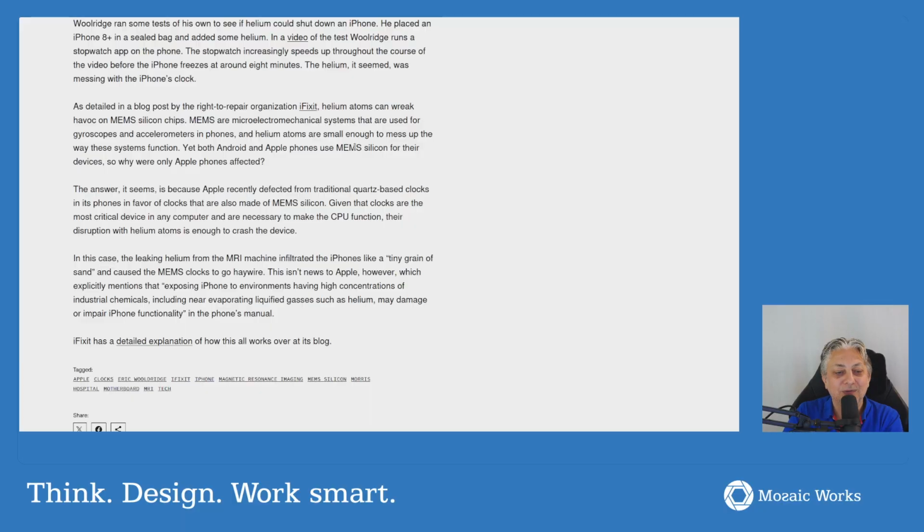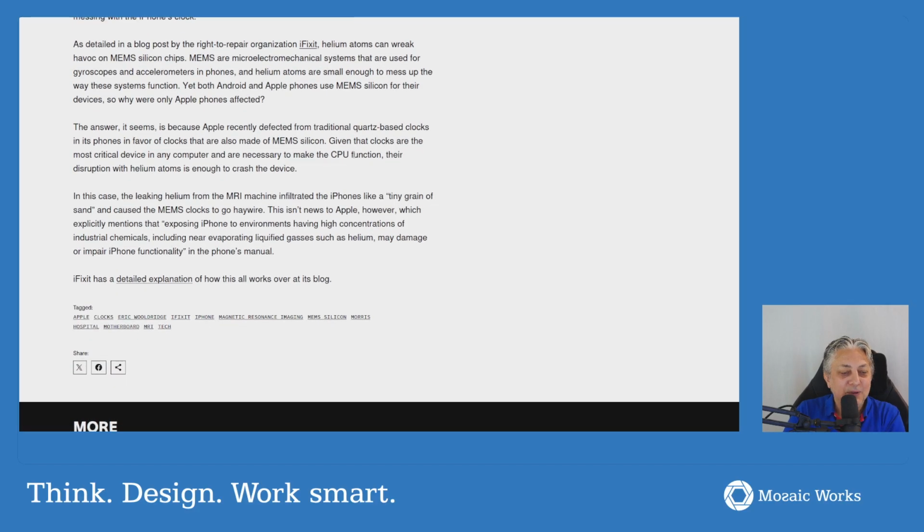So imagine having to solve this bug. As detailed in the blog post by the right to repair organization iFixit, helium atoms can wreak havoc on MEMS silicon chips. MEMS are microelectromechanical systems that are used for gyroscopes and accelerometers in phones, and helium atoms are small enough to mess up the way these systems function.